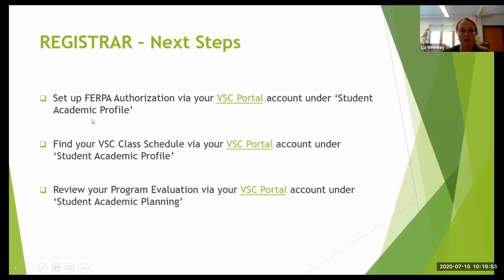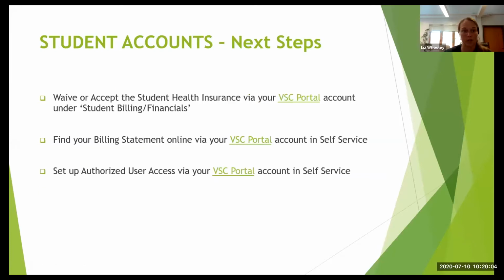And then registrar next steps, you want to set up your FERPA authorization, find your class schedule, and review your program evaluation. And the student accounts next steps, you want to make sure you're either waiving or accepting the student health insurance. We do send reminders also during the summer and into the school year. You do have until September 30th to waive that, but we do send reminders quite frequently if students haven't completed those yet. And then find your billing statement online in your self-service account and set up any authorized user that you want as well.